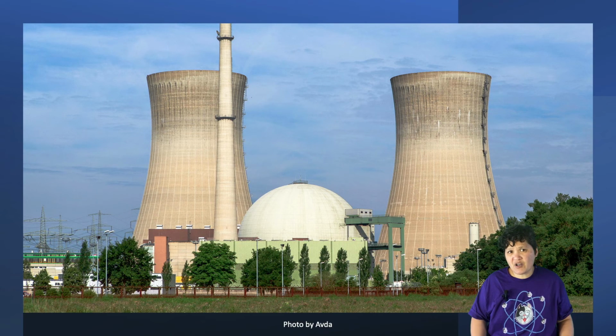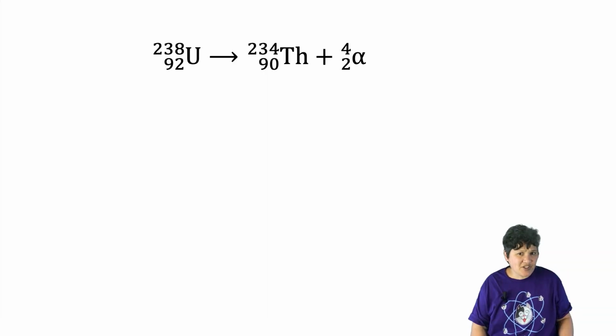So up until now, we've talked about nuclear energy on a submicroscopic scale, the scale of one atomic nucleus. But what about nuclear energy the way we think about it in our everyday lives? Let's talk about a reaction that might be used in nuclear energy, uranium-238 undergoing alpha decay to produce thorium-234.